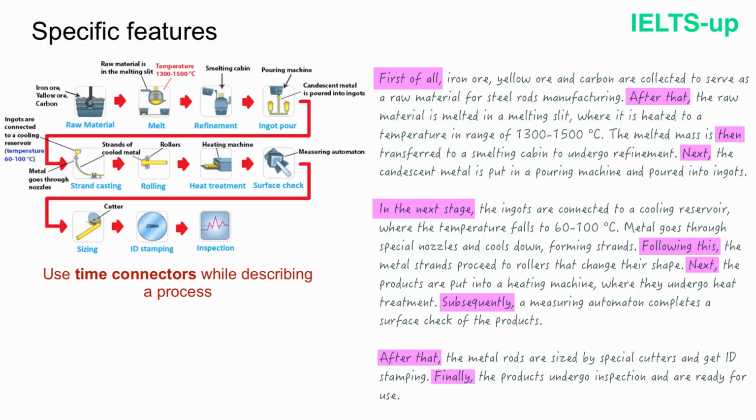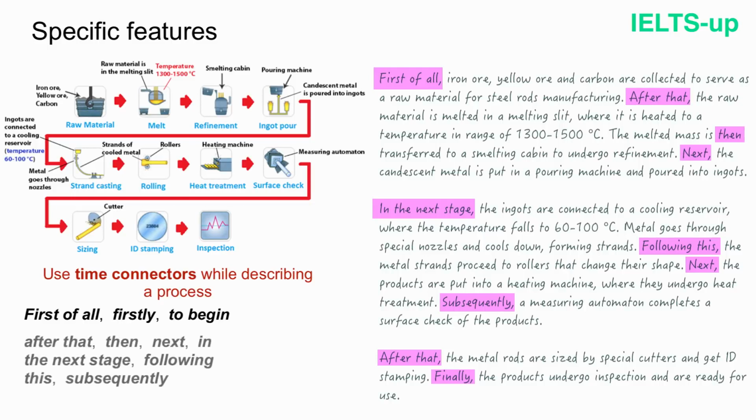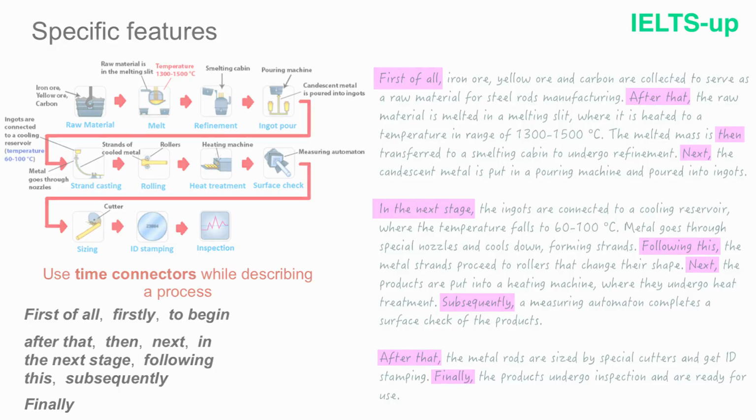To start describing the first stage, I used connector first of all. You could also use such connectors as firstly and to begin to start your description. To move on to the next stage, I use the following connectors. After that, then, next, in the next stage, following this, and subsequently. And to describe the last stage, I used connector finally. It's a very, very good idea to use these time connectors if you're describing a process. This way your writing will be more coherent and you will achieve a higher score.